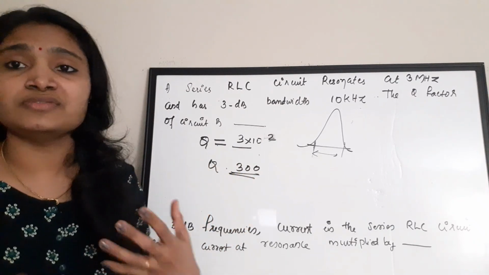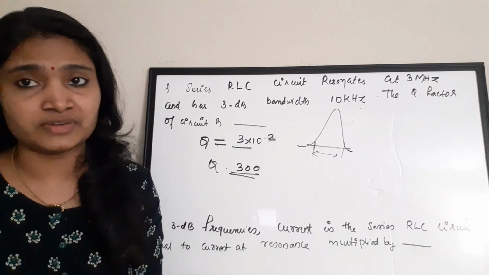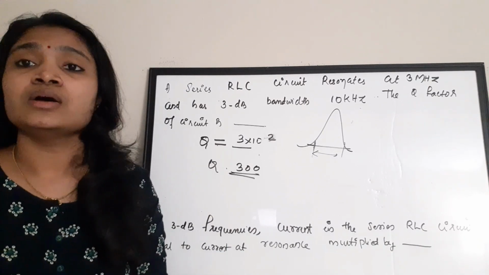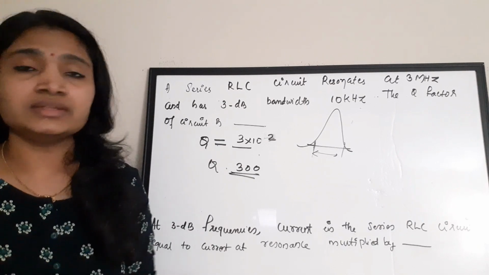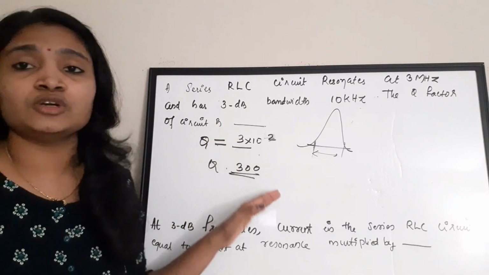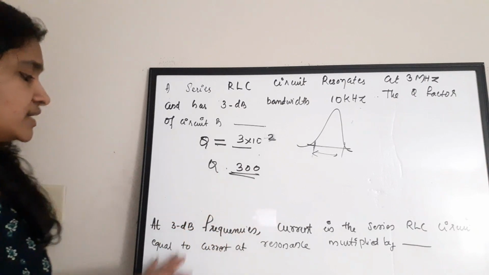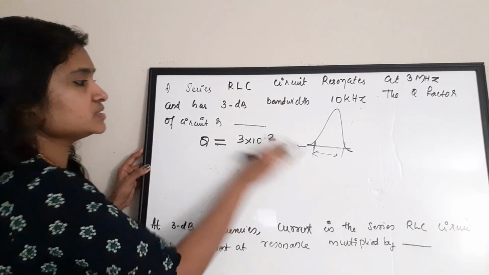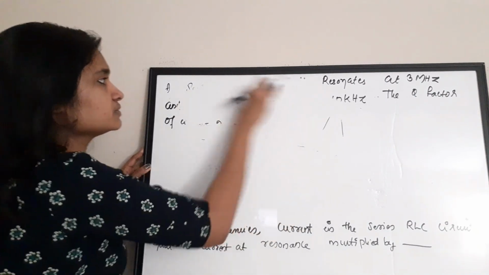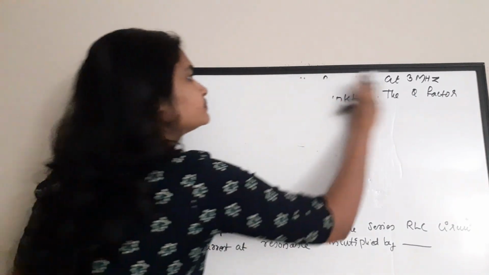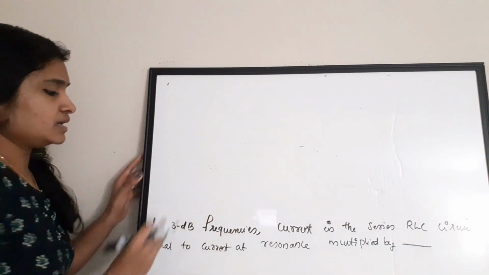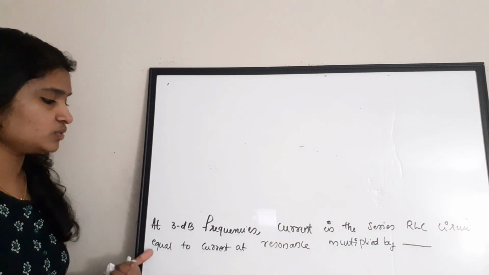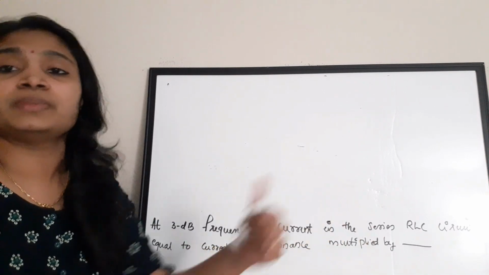I am telling it once again, if you want to know about the theory of quality factor, resonance, the criteria, what all things you have to consider in resonance, what are the various features, all these things I have explained in detail in that video. Please do check out that video. Next question. At 3 dB frequencies, current in the series RLC circuit is equal to the current at resonance multiplied by dash.